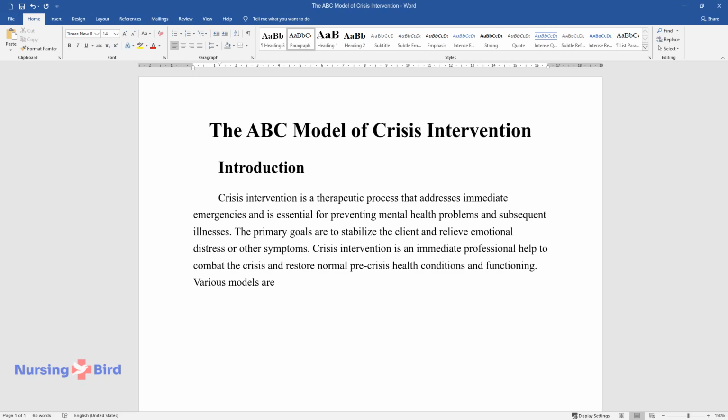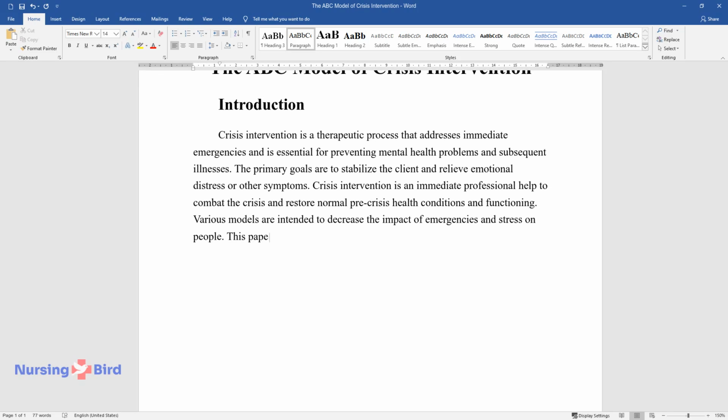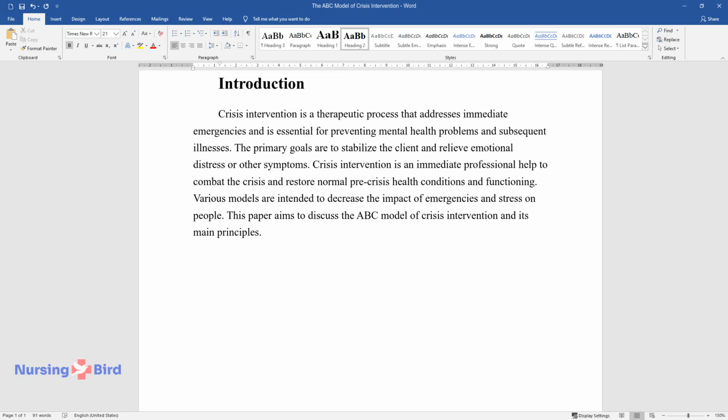Various models are intended to decrease the impact of emergencies and stress on people. This paper aims to discuss the ABC model of crisis intervention and its main principles.